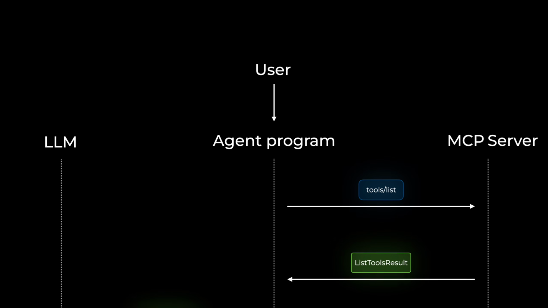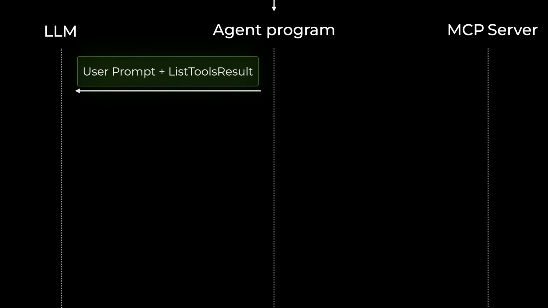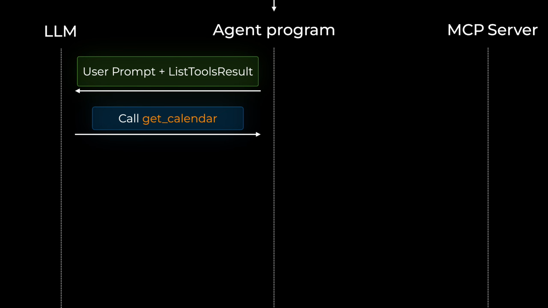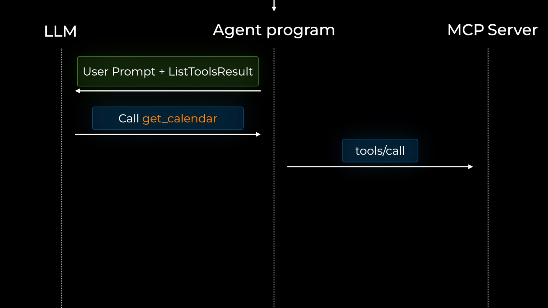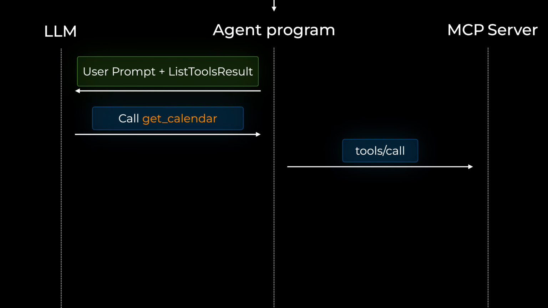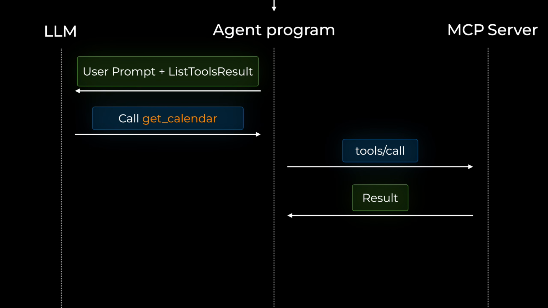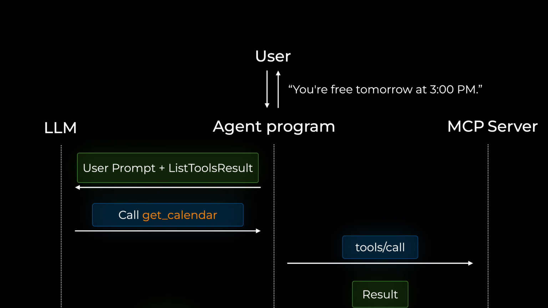Now suppose the user says, can you check if I'm free tomorrow at 3 p.m.? The model gets the message and the tool list and thinks, I should call get calendar. So it tells the agent program. The program then sends a tools call request to the MCP server, specifying the tool, the method, and the arguments. In this case, the arguments are just the date and time. If the call works, the MCP server returns results. The program gets the result, gives it to the model, and the model produces the final answer, giving it to the user through the program.